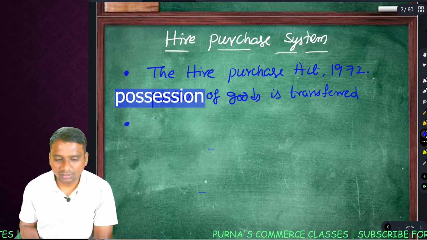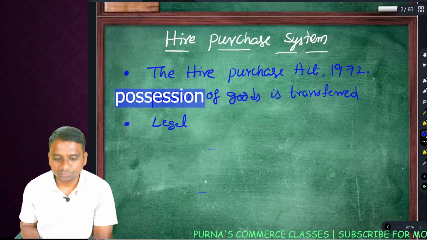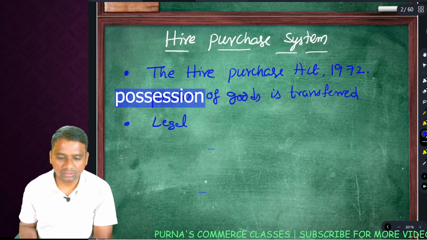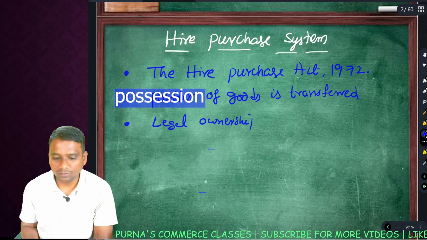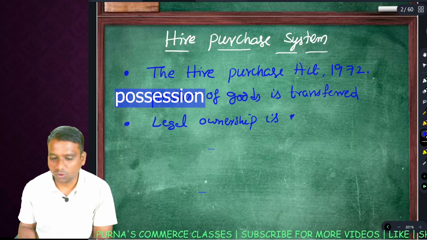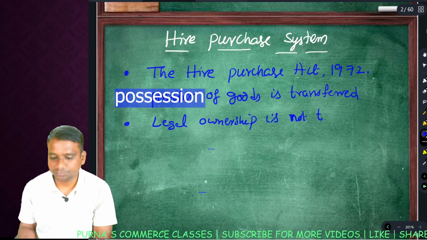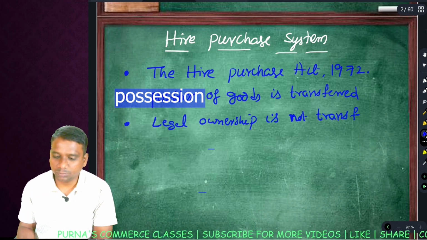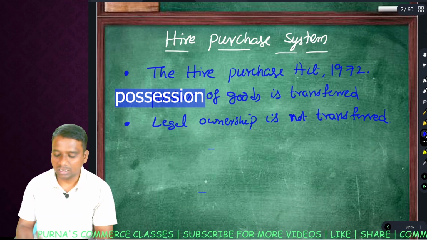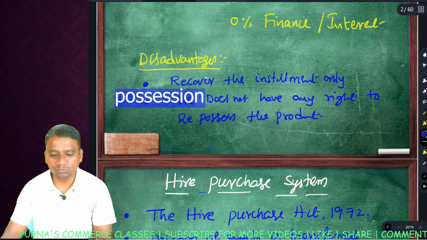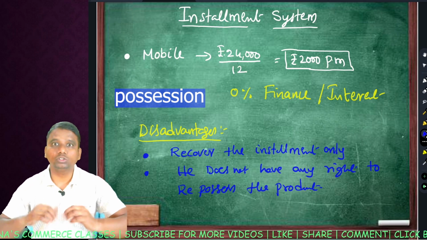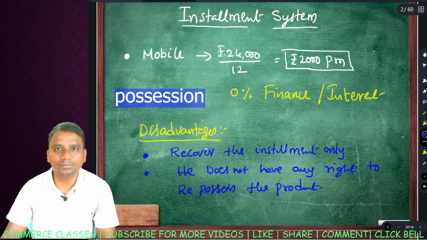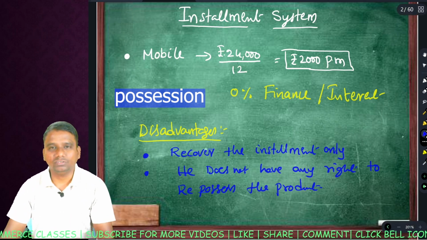Whereas the legal ownership is not transferred. But under installment system, what happens? I am transferring the possession and I am also transferring the legal rights. So that is the drawback of this installment system.